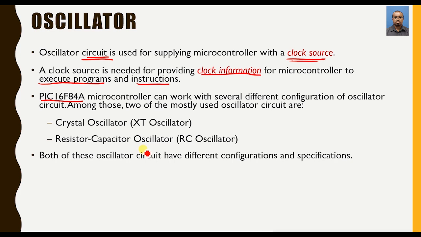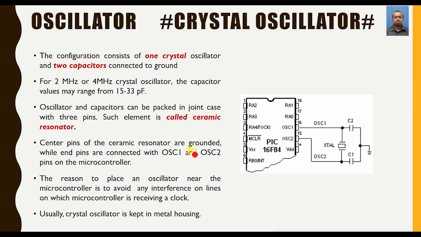two most common configurations of oscillator include these two, which we call crystal oscillator and also resistor capacitor oscillator. Both have different configurations and specifications, which we will look into after this. Now the first one, crystal oscillator, consists of one crystal, paired with two capacitors. There is one capacitor here and another capacitor here, connected to ground.